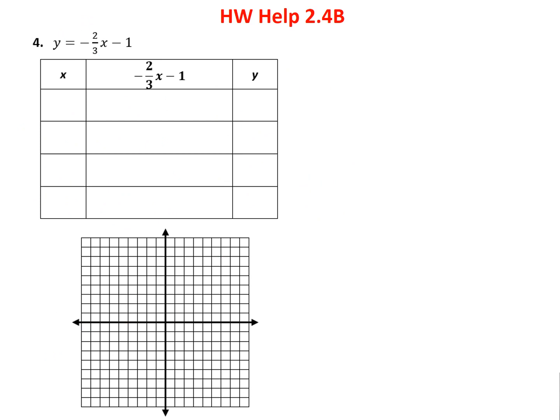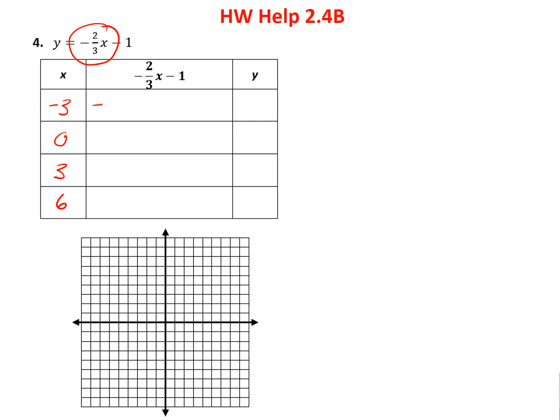4 is similar. Again, notice I have a fraction here, 2/3. So the easiest thing to do is to let x be multiples of 3. So I'm going to let x be -3, 0, 3, and then 6. For the same reason, I eliminate fractions in my answers.